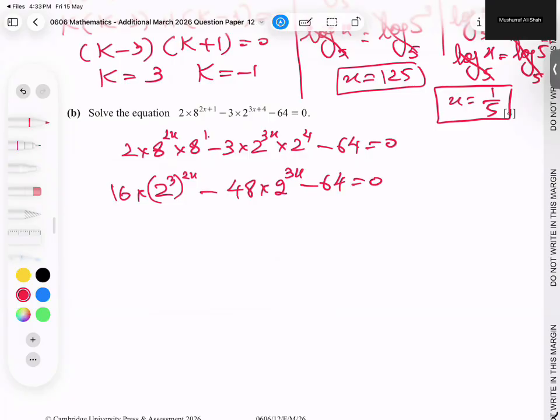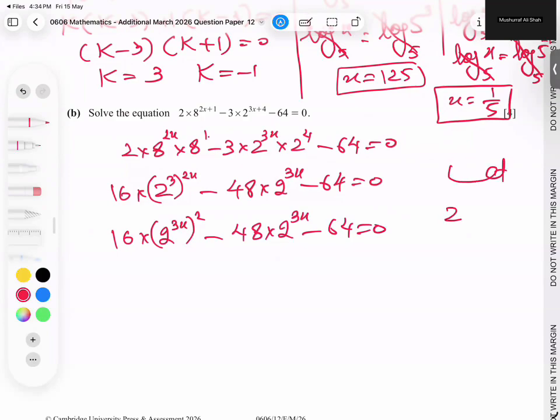So what is the planning? I need 3 basically. So here you can shift the places: 16, 2 to the power 3x inside and 2 outside. Because this is 6x, that is also 6x. Just change the places of 2 and 3. So it becomes this format. Why am I doing so? The reason: I can say 2 to the power 3x equals p. So 16p square, 48p, minus 64 equals 0, divided by 16.